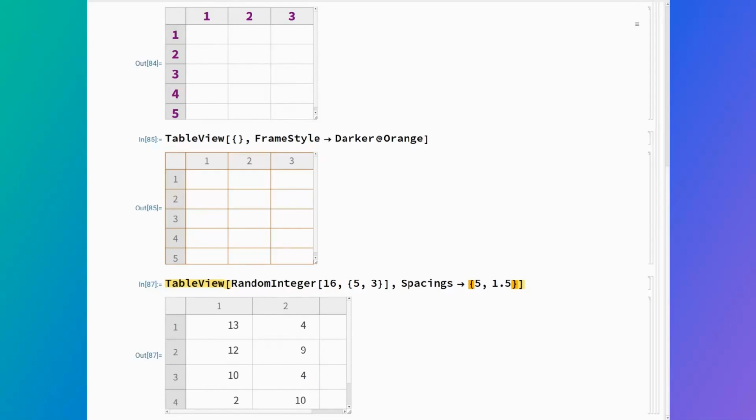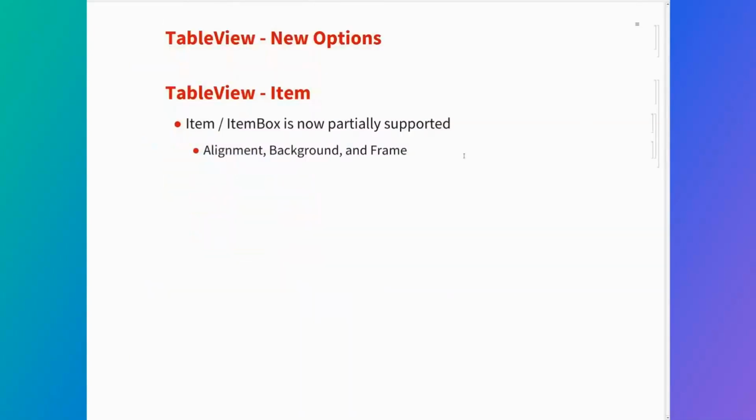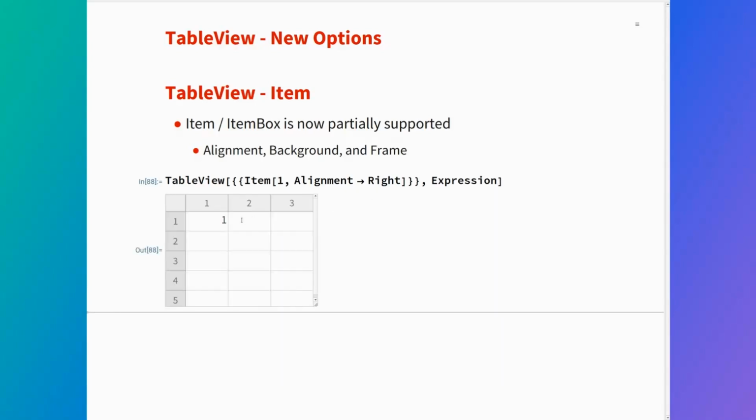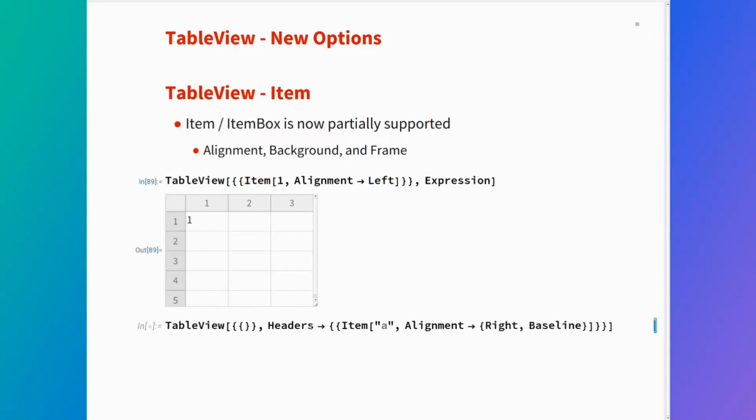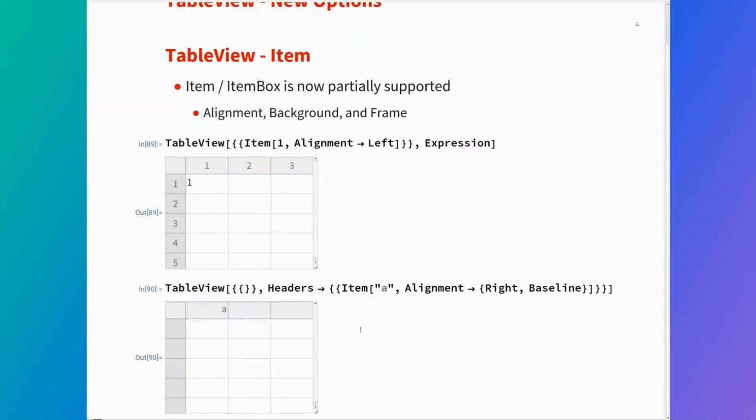And in terms of the changes to Item, I'll show you how that works. You can have an Item inside of a TableView now, and change things one element at a time. You could align something to the right or the left, top, bottom, things like that. But you can also do it in the header. So if you want to change the alignment of one of your header elements, you can go ahead and do that as well.